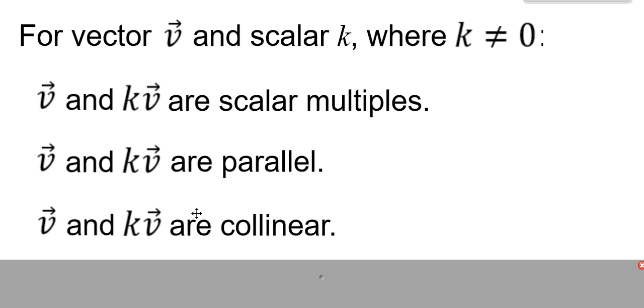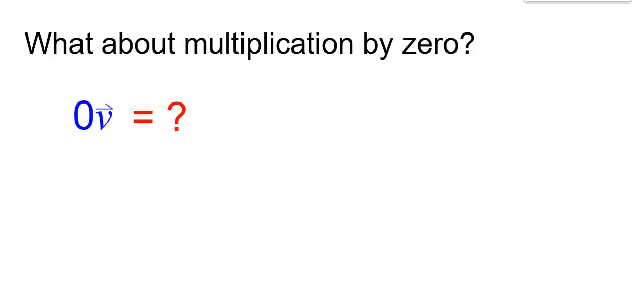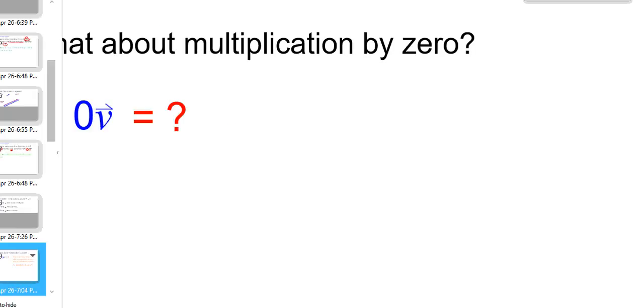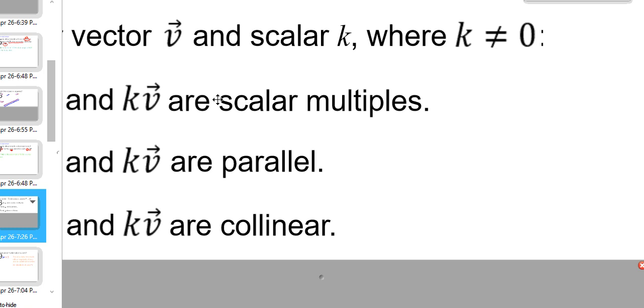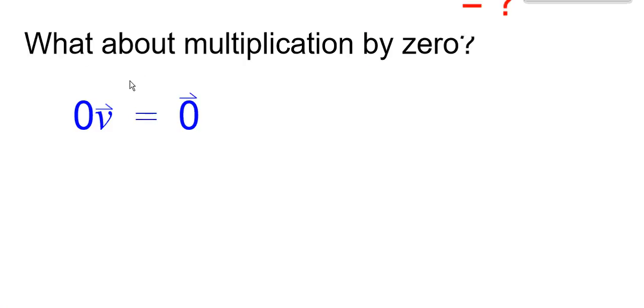So collinear simply means that they could share the same line. They could be part of the same line. Okay, now you'll notice that I said if k is not equal to 0, these things are true. So what happens if k is equal to 0? Oops, well, I gave it away.